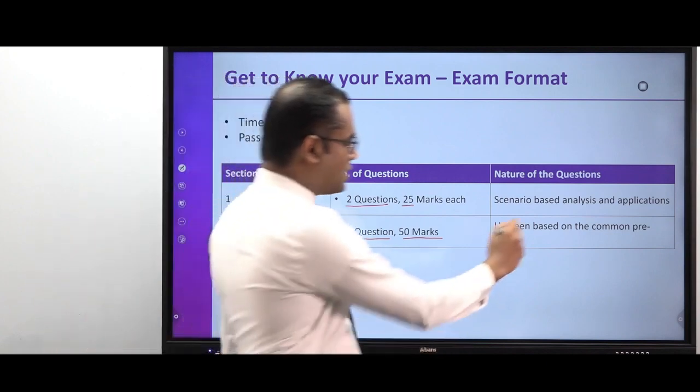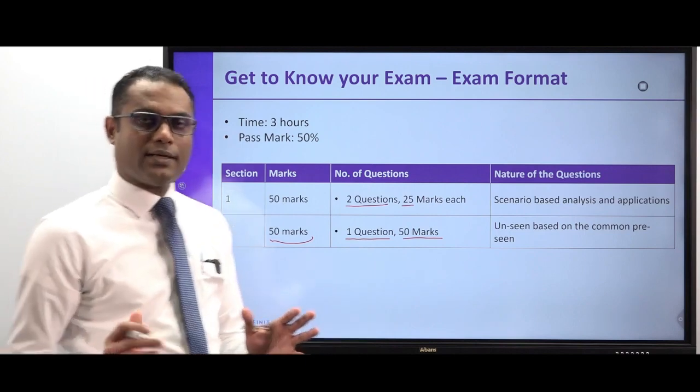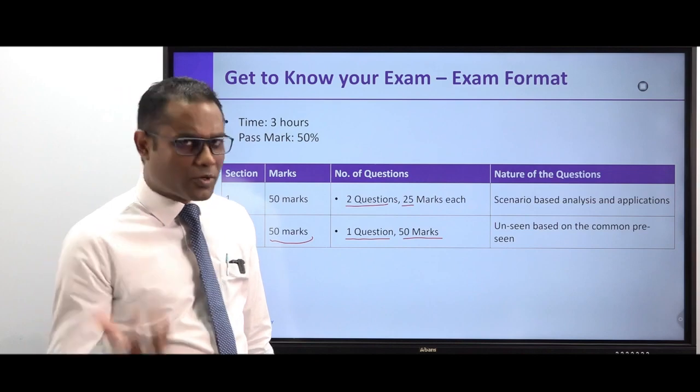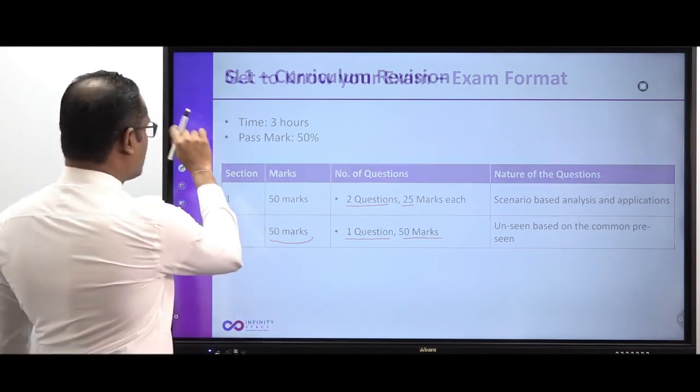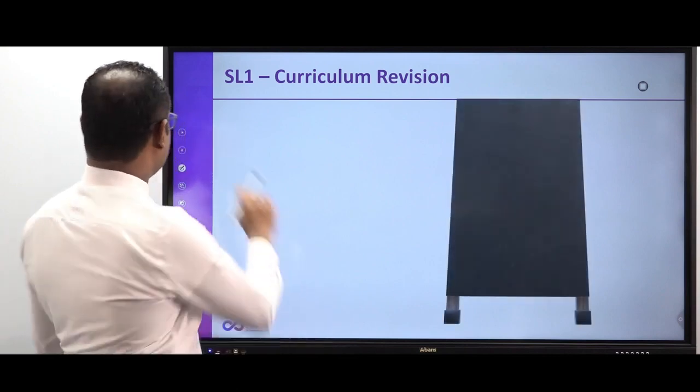Right? Unseen based on the common pre-seen given. Right, so now we know what the syllabus weightage is as well as how the paper structure is. That's about your examination.